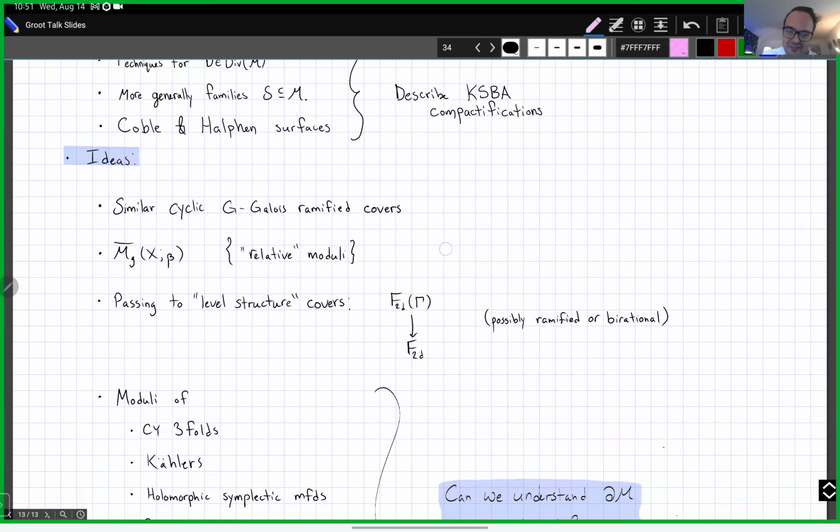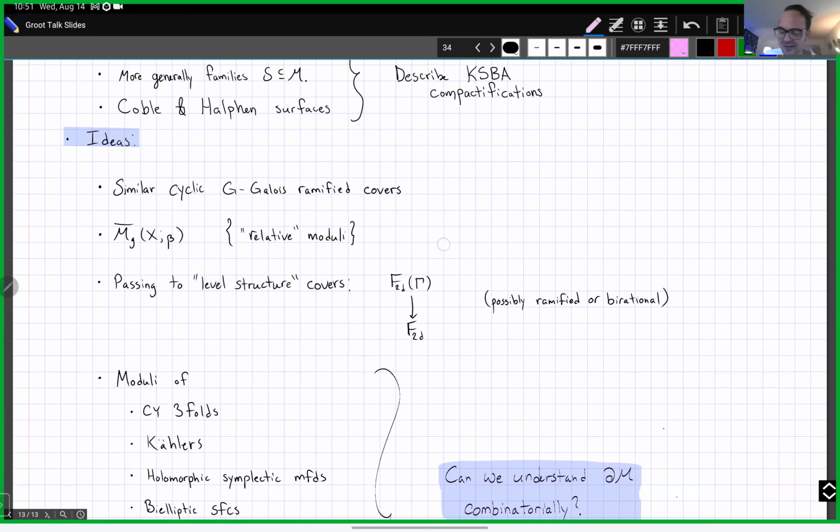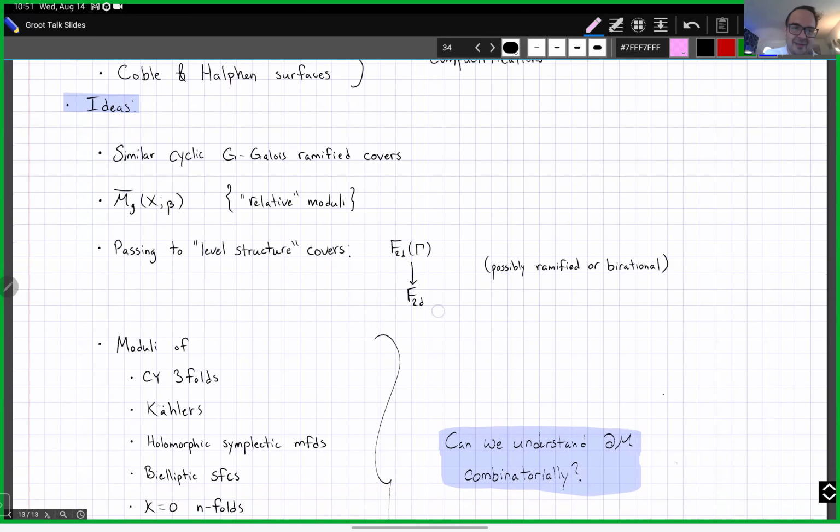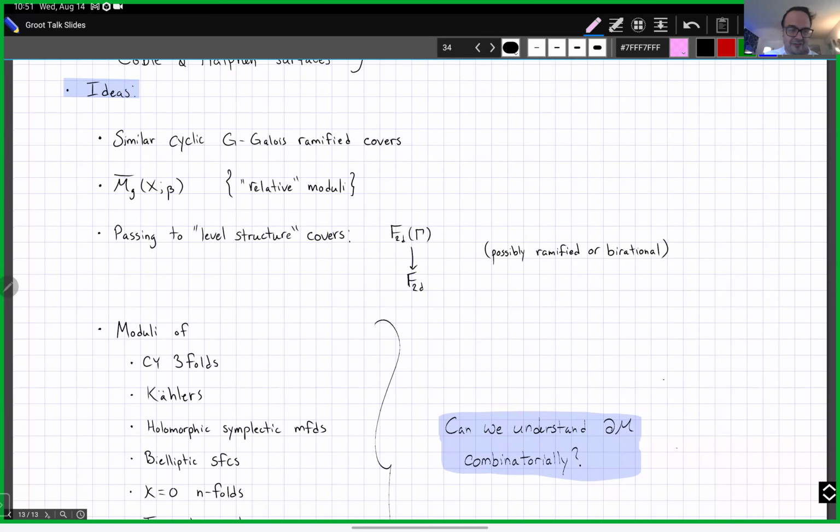And just in case anyone's interested, there are some far-off ideas that I would like to investigate at some point. So we worked with these cyclic Galois covers, which were Z mod 2 for the Galois group of the cover. So I do wonder if some of this theory generalizes to higher order cyclic groups for Galois covers.